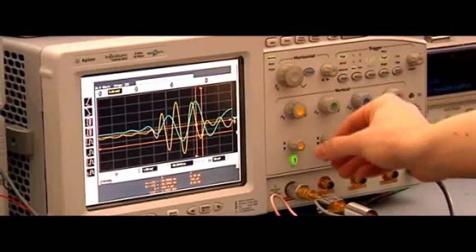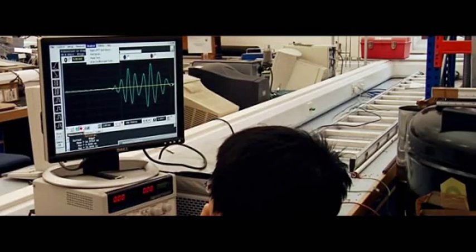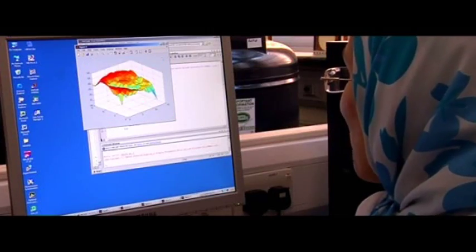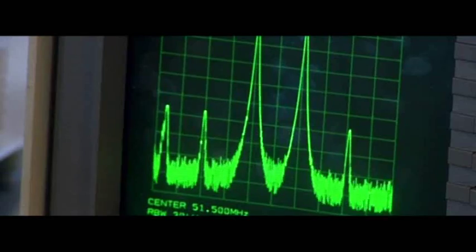We have the best vector network analyzers, signal generators, probe stations. So these are the type of equipment that future engineers will use within the communications field. They also have access to very sophisticated software that they would use within the commercial world, such as 3D electromagnetic modeling software and full antenna and waveguide structuring software.